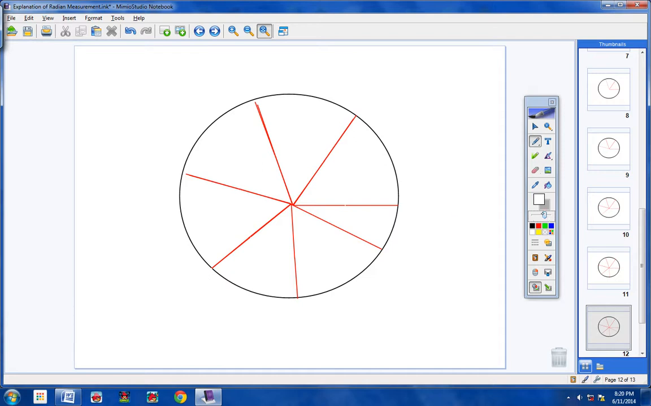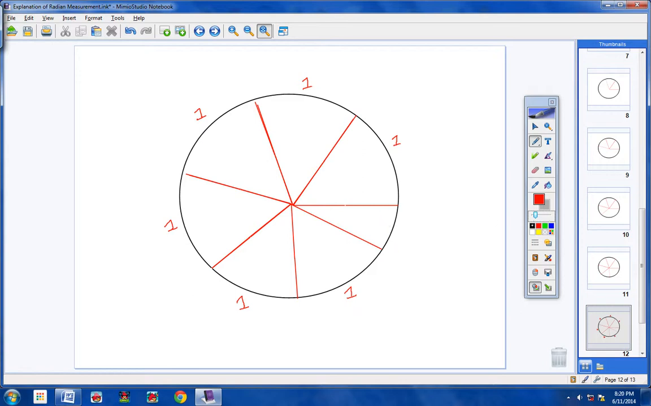Now, if I did that, notice what happened here, students. Please watch this, okay? How many radians do I have going around the circle? Well, here's 1 right here. Here's 1 right here. Here's 1. Here's 1. Here's 1. And here's 1 right here. And then we have a little one left over.